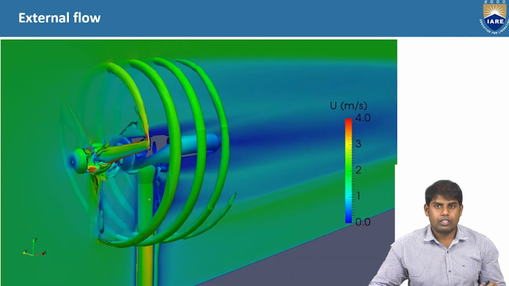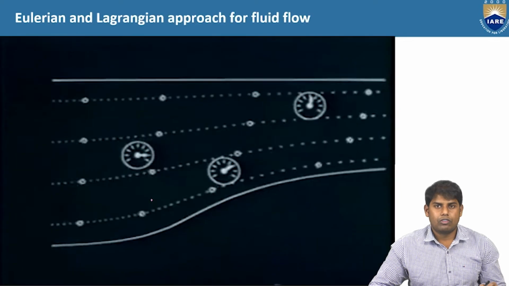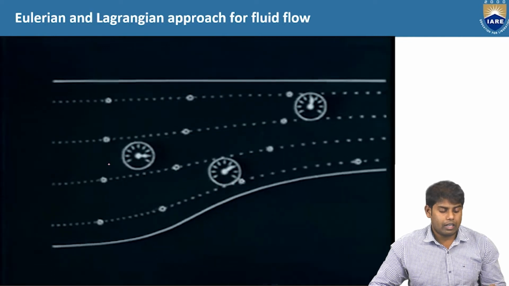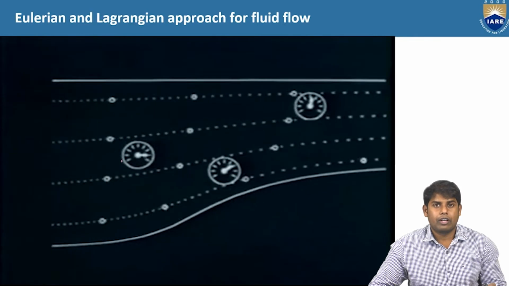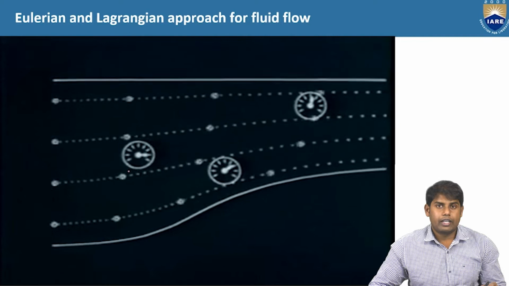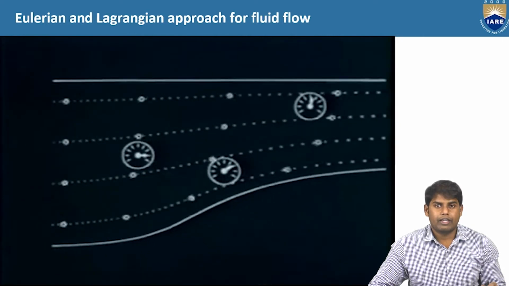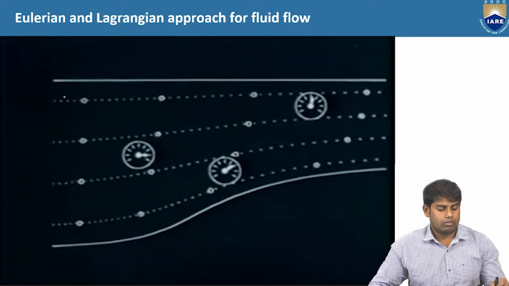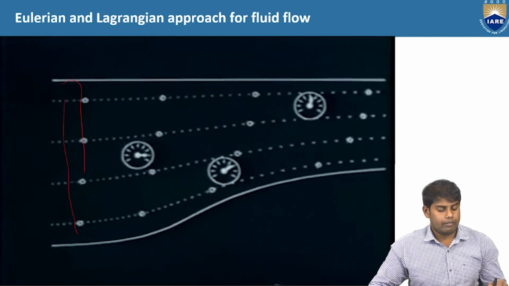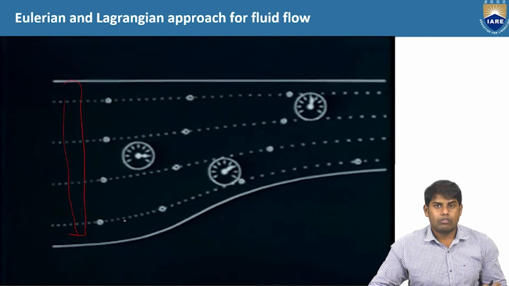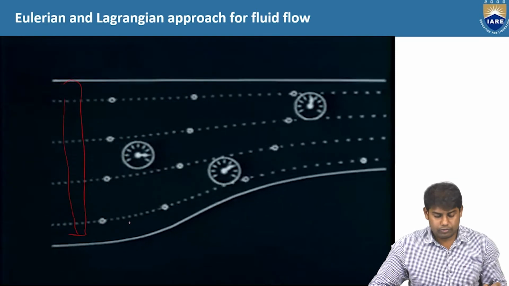And these are the flows: external flow and internal flow. Then we have the Lagrangian and Eulerian approach. The particle tracking mechanism is nothing but the Lagrangian approach. And if you calculate the flow properties, the average properties, at a particular cross section, that would give the Eulerian approach.